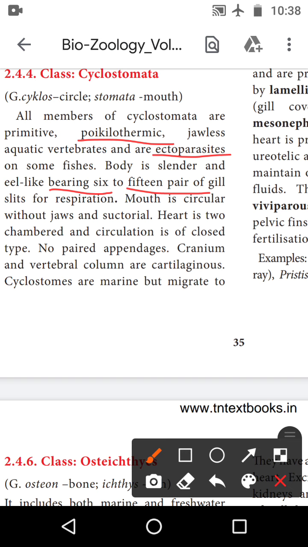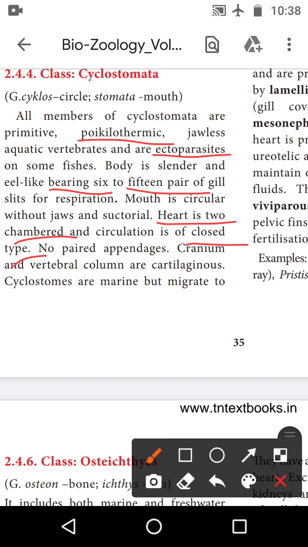Mouth is circular, without jaw. The heart has two chambers. So what are the two chambers? One auricle and one ventricle. Okay, the circulation is the closed type. So what is the reason? The blood vessels are present. What are the three blood vessels? Arteries, veins and capillaries. Okay, good. So the circulation is the closed type of blood circulation.